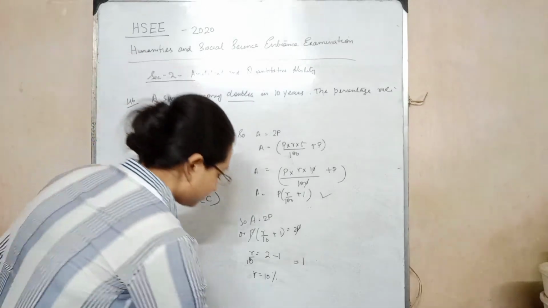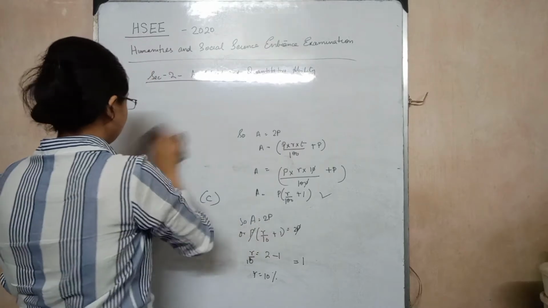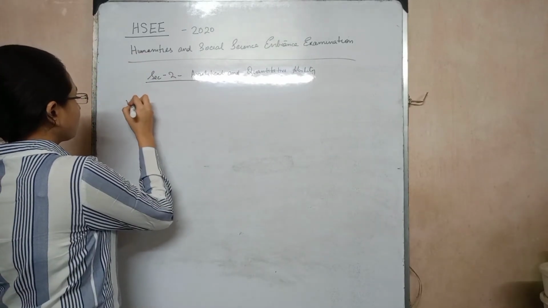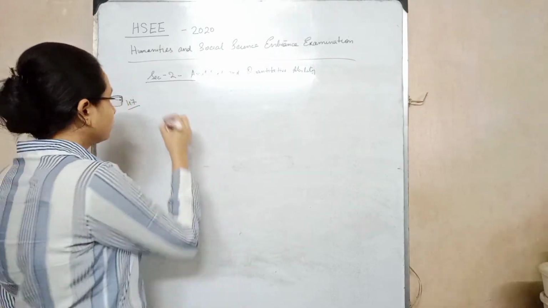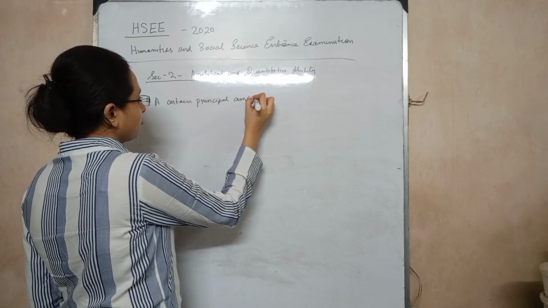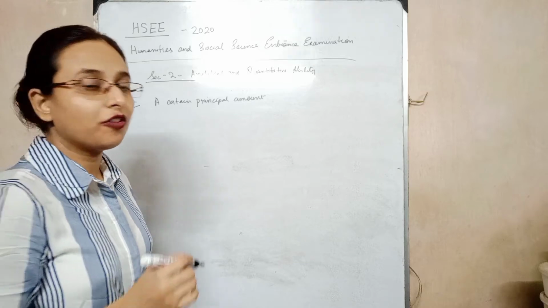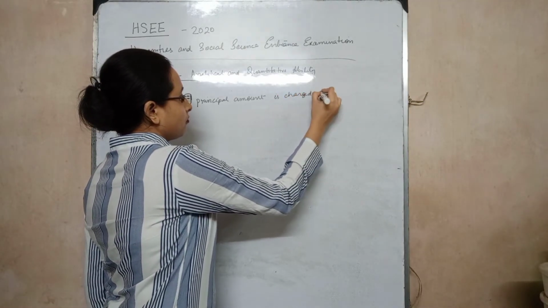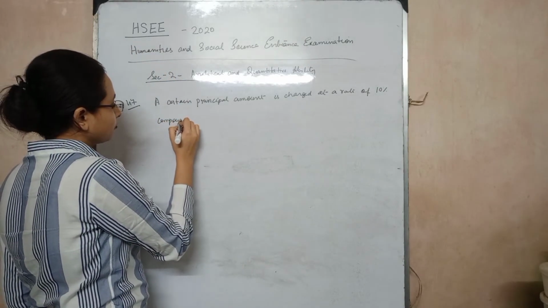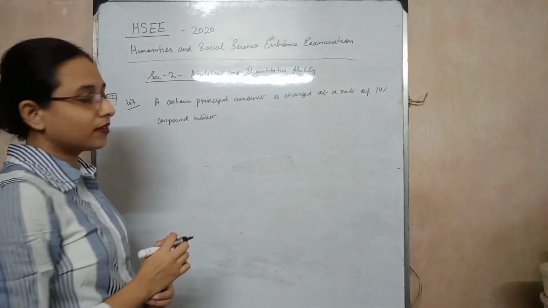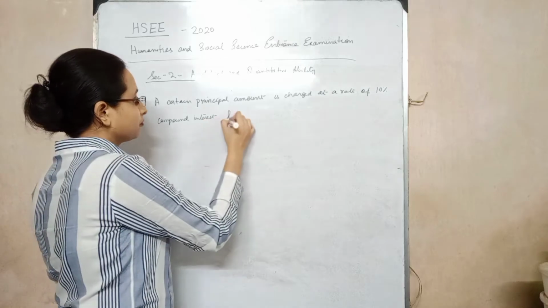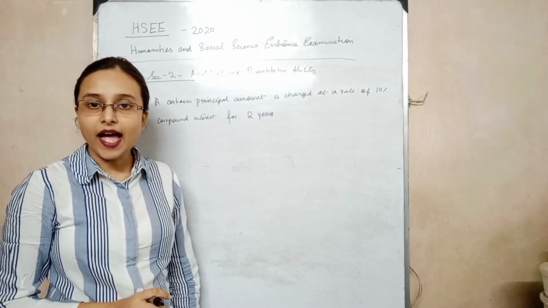Coming to question number 47. A certain principal amount is charged at a rate of 10% compound interest for 2 years, and the amount becomes rupees 605.